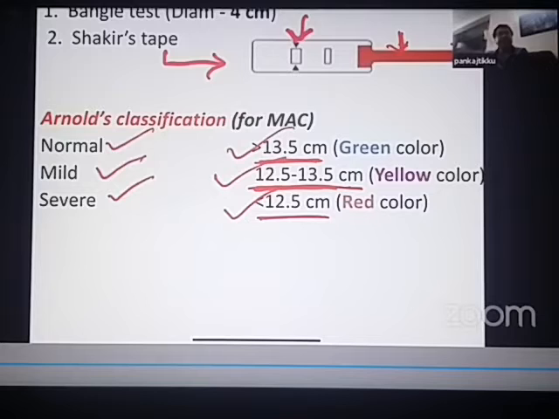Any child who has a mid-arm circumference between 12.5 to 13.5 centimeter will be considered to be having mild malnutrition. And any child who has a mid-arm circumference of less than 12.5 centimeter will be considered to be having severe malnutrition. This is the classification of malnutrition, which is also known as Arnold's classification of malnutrition. Another FMG question, which is the only classification of malnutrition? Please pay attention. Which is the only classification of malnutrition which is based upon the mid-arm circumference? It is Arnold.